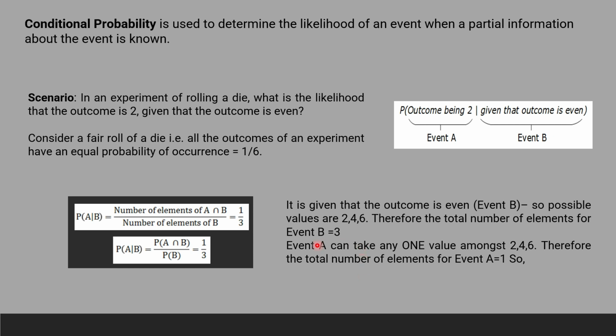You got it, right? So basically 2, 4, 6, as you can see here, the number of elements of B is 3, and the number of elements of A intersection B is 1. That is how you calculate. In this way you can calculate the conditional probability.